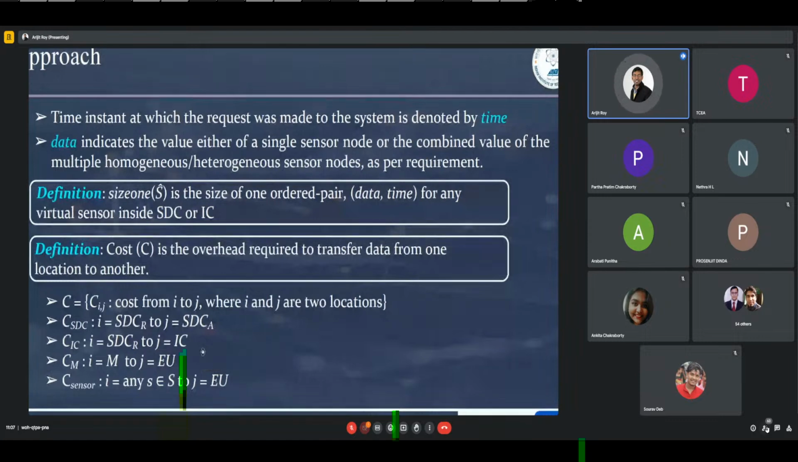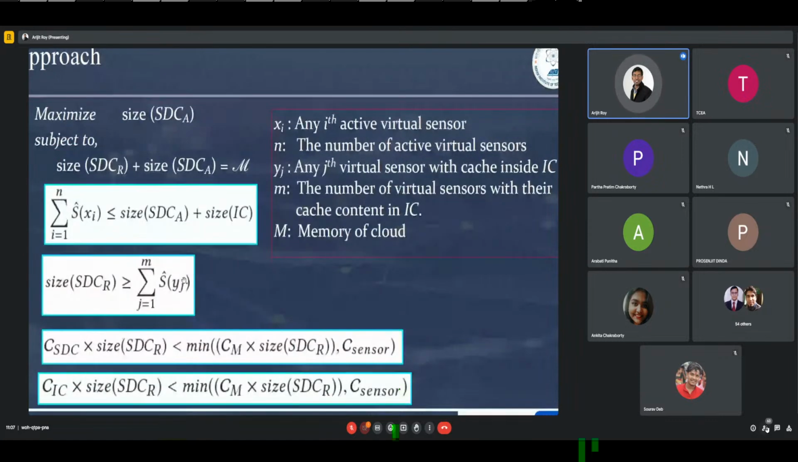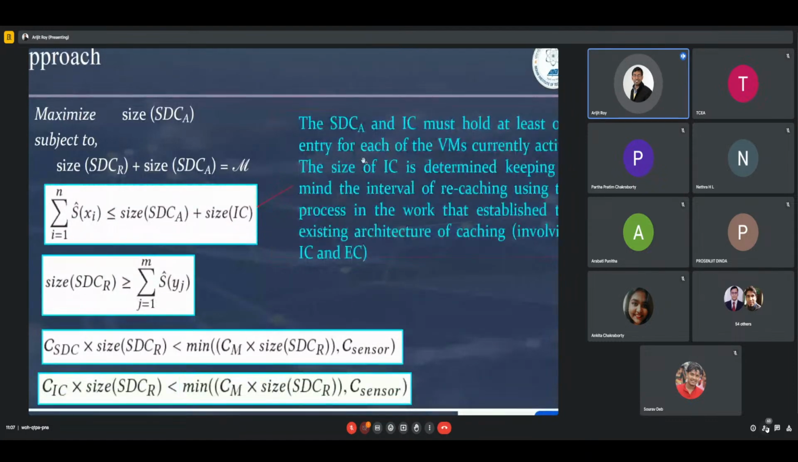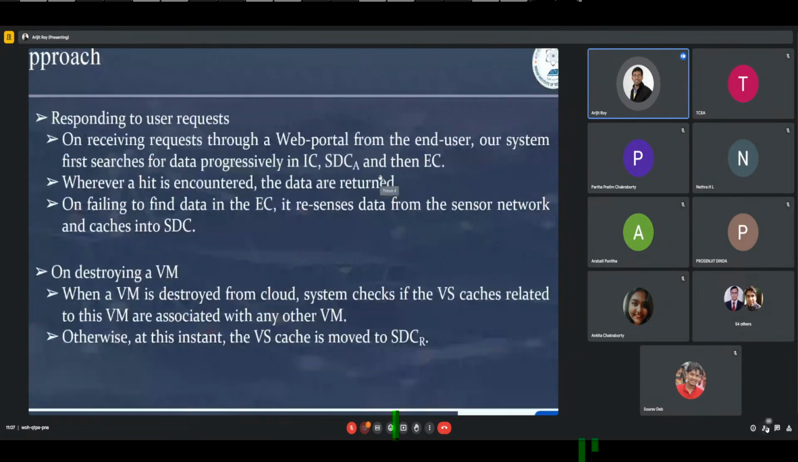So we define different parameters, and through this maximization problem, we tried to solve it with a certain number of constraints that is mentioned over here. I'm not going into details again. So how it is responding, you try to understand. Responding to the user request, let us go through it step by step.